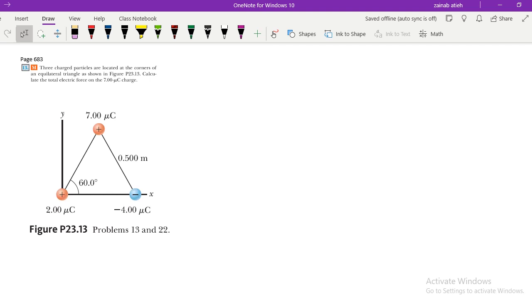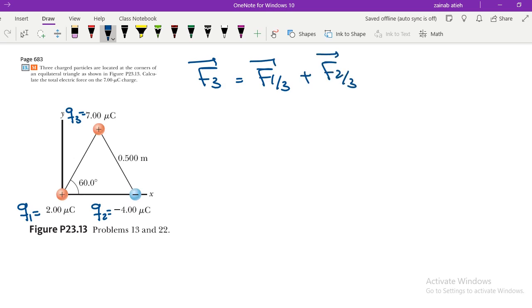Because they don't have names, I will call them names, which helps me explain. I will call this one Q1, this Q2, and this one Q3. In this question he requires the total electric force, so the force exerted on the 7 microcoulomb charge, which is Q3 for me. So we are going to find the force exerted by 1 on 3 and the force exerted by 2 on 3 and then add them, because he's asking for the total force on Q3. So our question here is F3, which is force exerted by 1 on 3 plus force exerted by 2 on 3. So let's start.